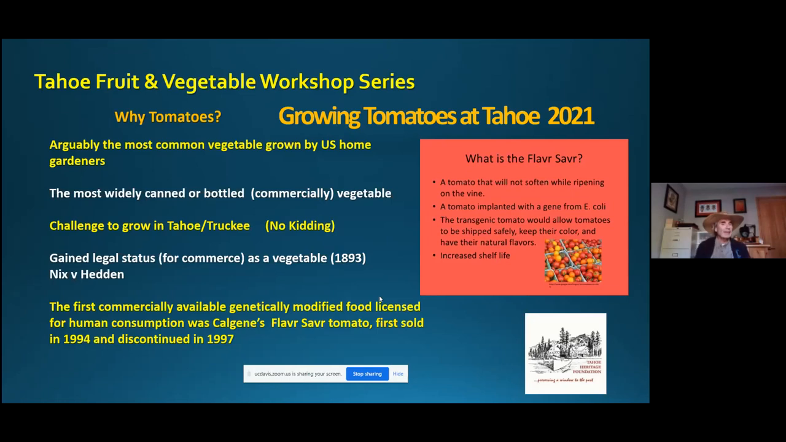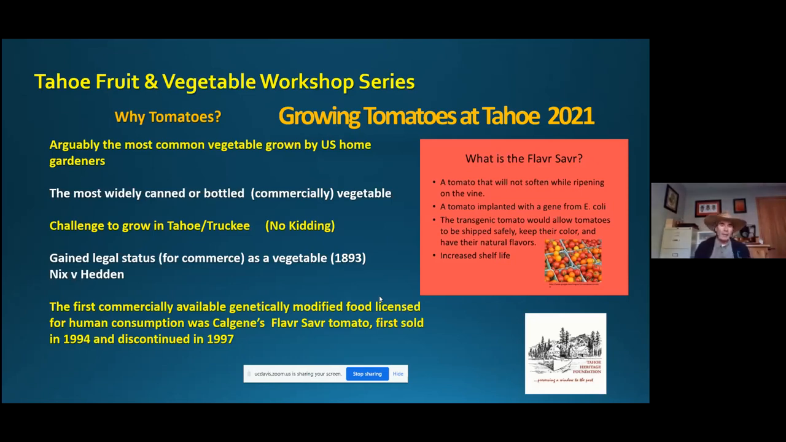Tomatoes gained legal status in commerce, anyway, as a vegetable in 1893 in a Supreme Court case, Nix versus Hayden. So even though botanically it is a fruit, commercially and in terms of gardeners, it's considered a vegetable.